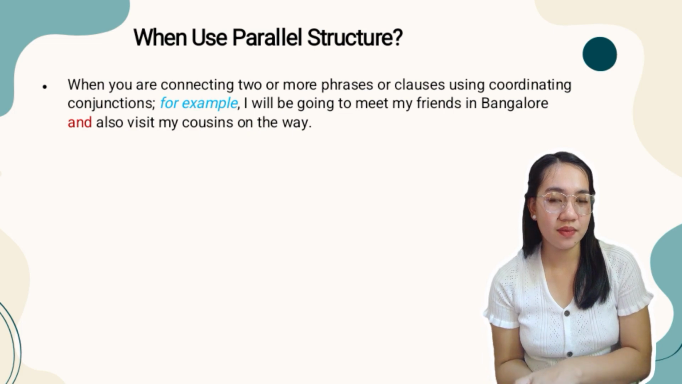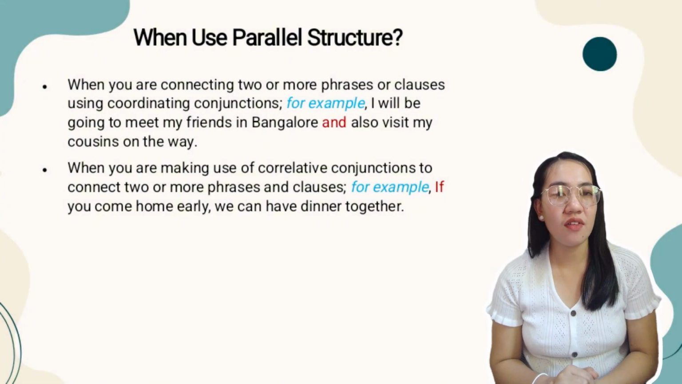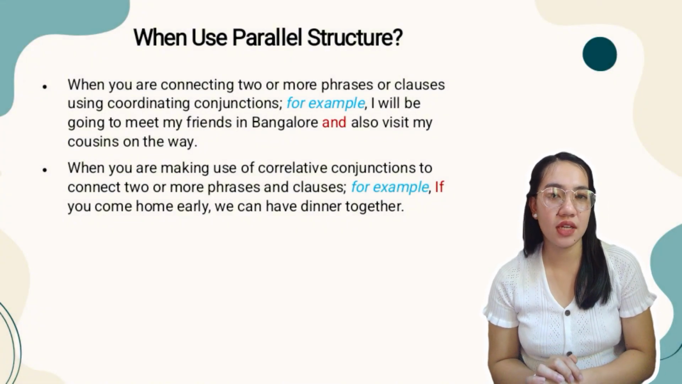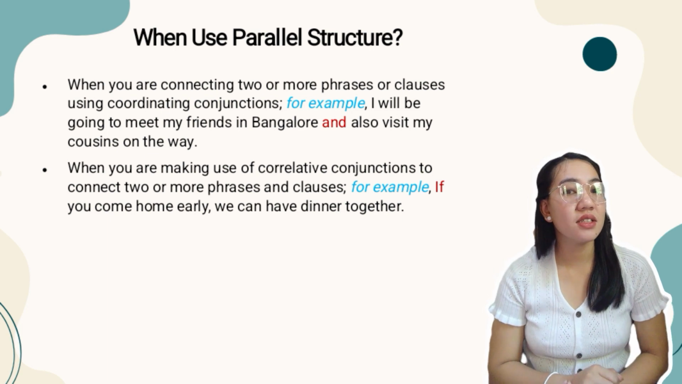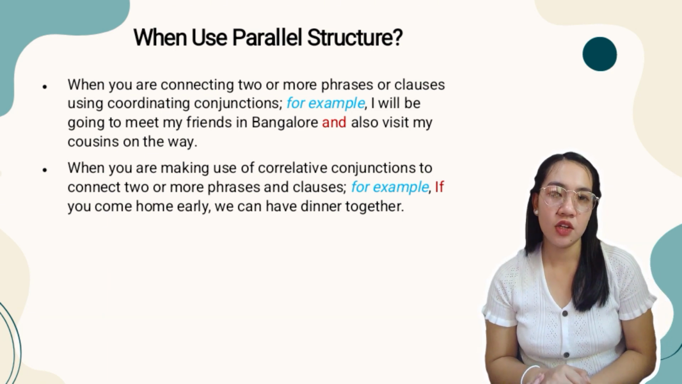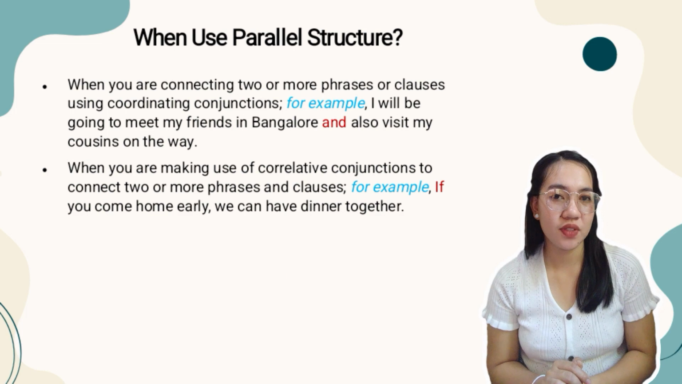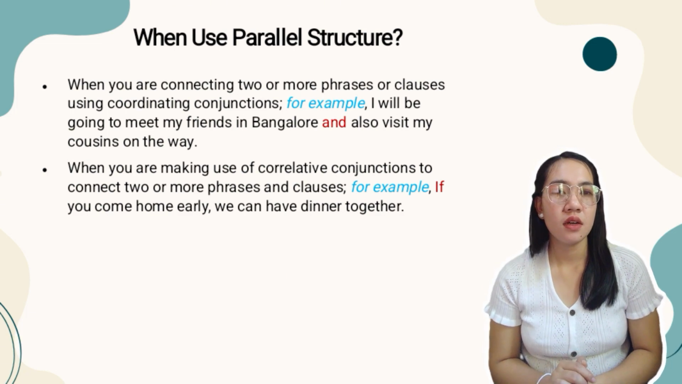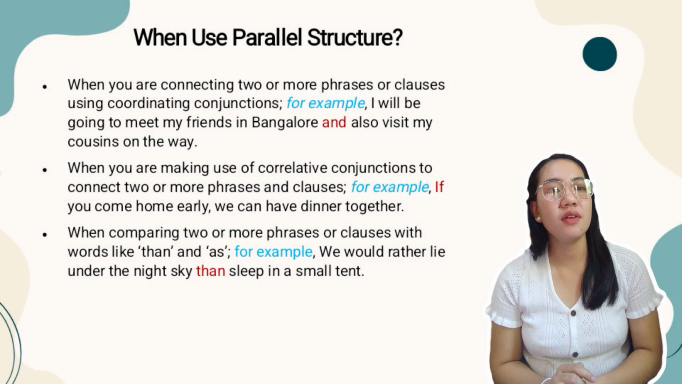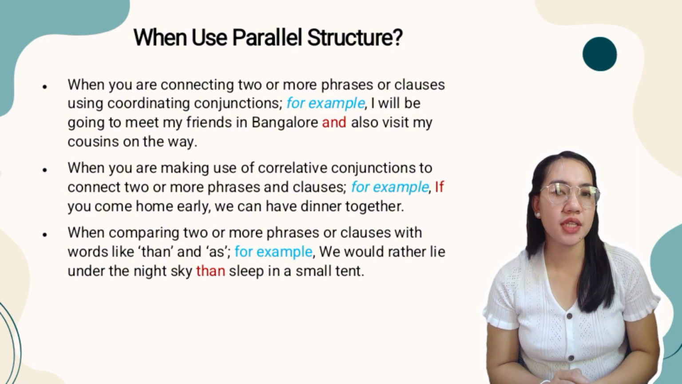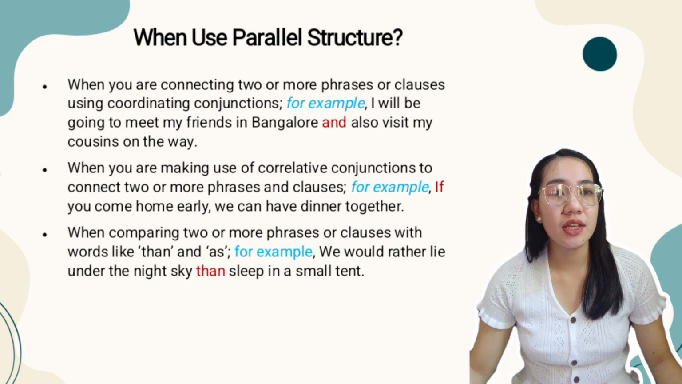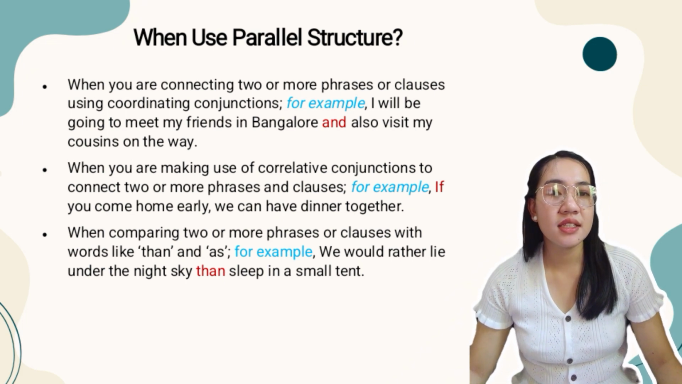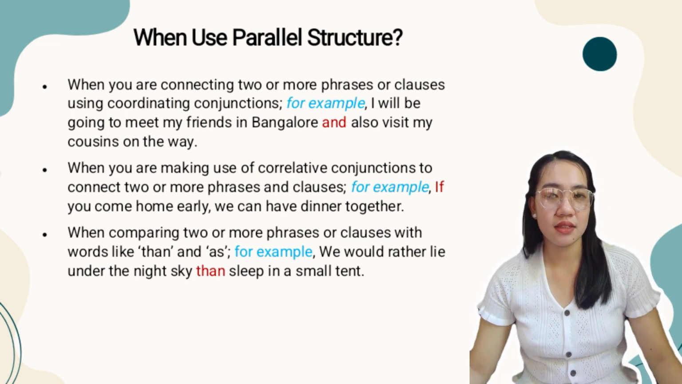on the way. When you are making use of correlative conjunctions to connect two or more phrases and clauses. So, for instance, the sentence, if I came home early, we can have dinner together. When comparing two or more phrases or clauses with words like than and as. So, for example, we would rather lie under the night sky than sleep in a small tent.